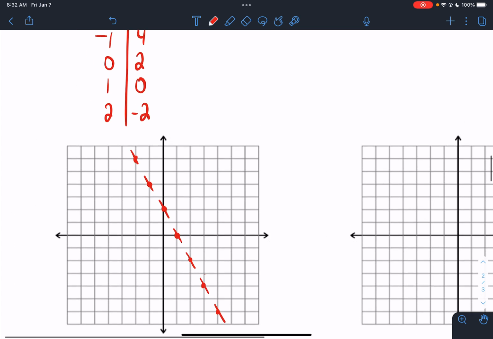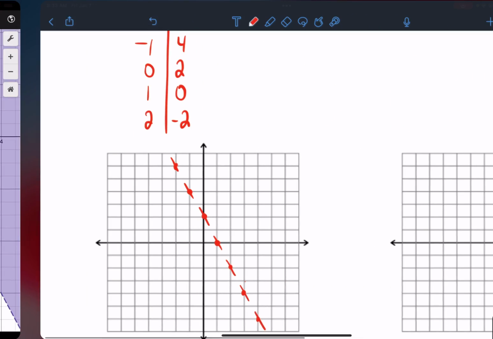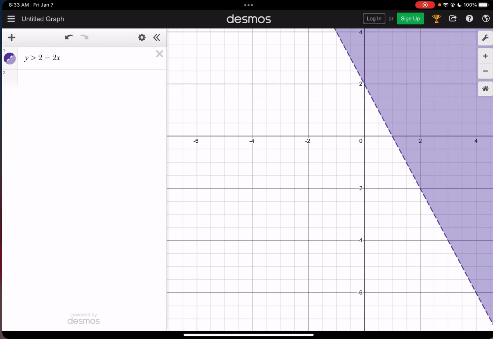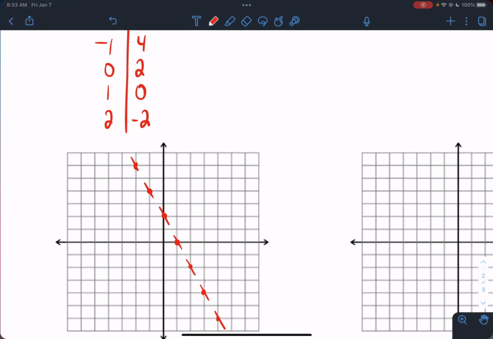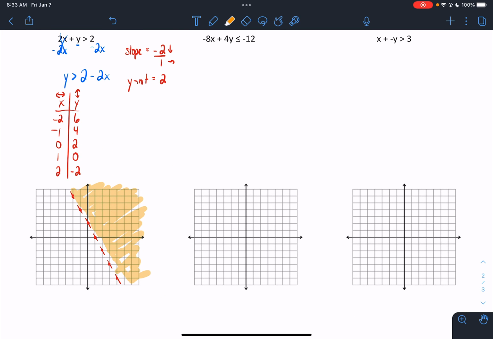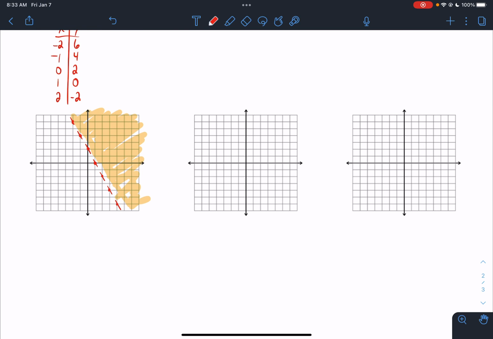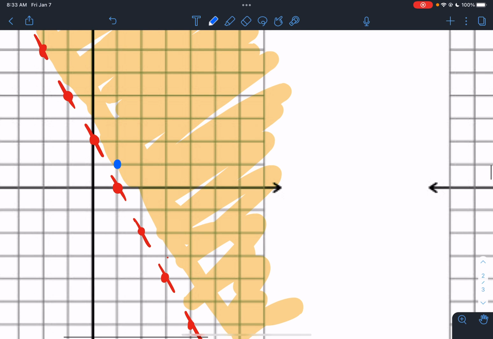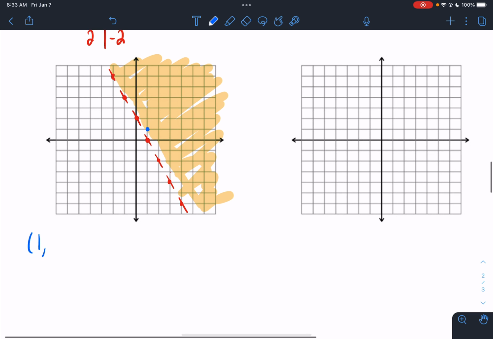And then I know that my shading is going to be there we go, yep. So I'm going to shade this part of my graph. Just like that. And so again, I could look at that ordered pair 1, 1 right there. Ordered pair 1, 1. You can see it's part of the shaded region, so it is a solution.